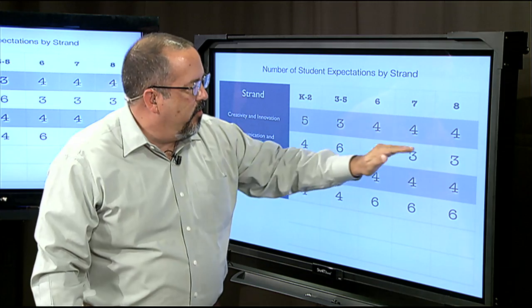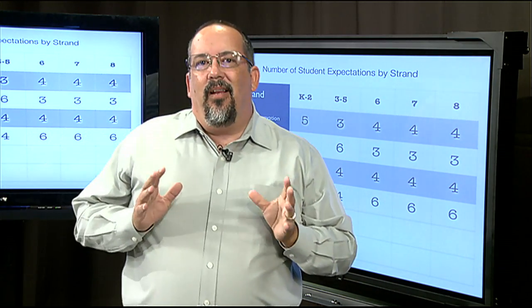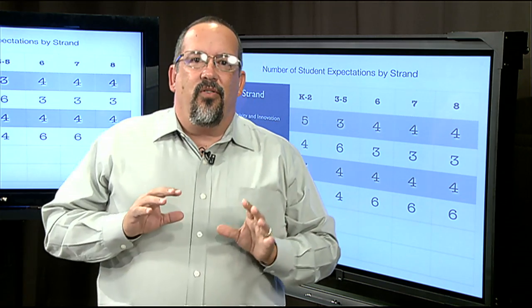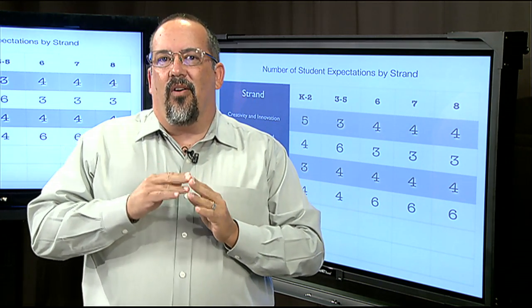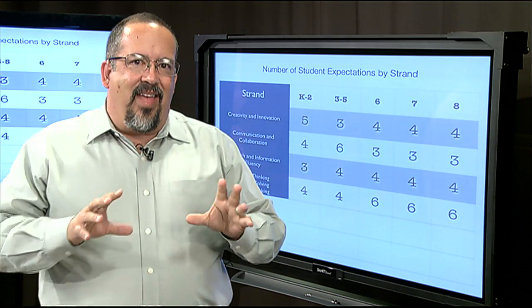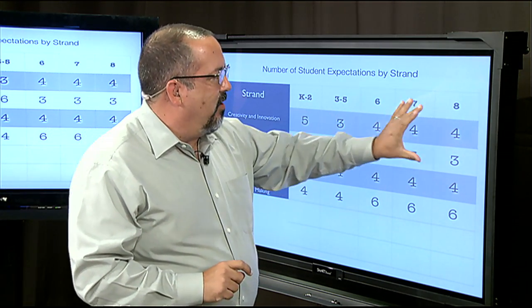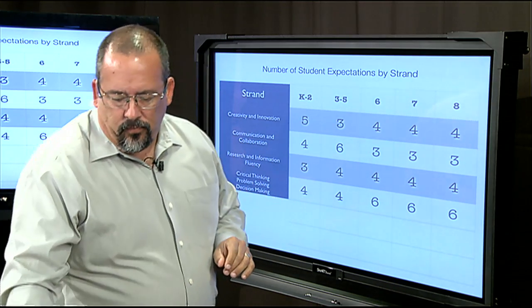4, 4, 4, 3, 3, 3, 4, 4, 4, 6, 6, 6. And so you'd think just by looking at those strands that those student expectations are exactly the same, and they're not. So if you have that idea in your head that the 6th grade student expectations are the same as the 7th grade or the same as the 8th, they're not.